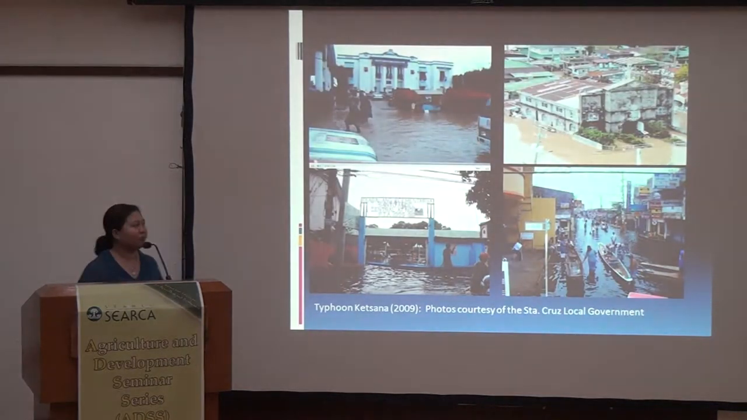To give you a visual representation, these photos were taken by the Santa Cruz local government during typhoon Ketsana, or typhoon Ondoy. As you can see here, very, very massive devastation. The upper part is the municipal hall, and then the provincial hall, sorry, and then the church. This one is the elementary school in Santo Angel, and this other side is the business district of Santa Cruz. They experienced long-term flooding of as long as 4 months.